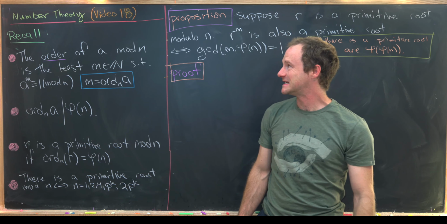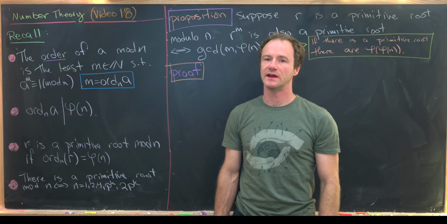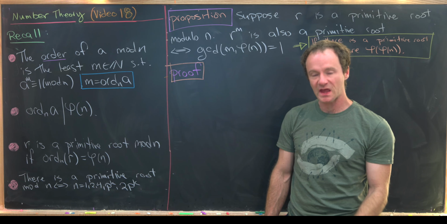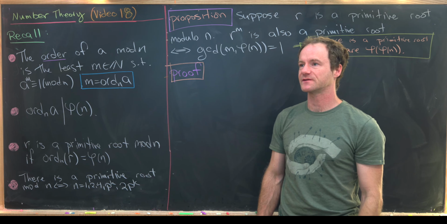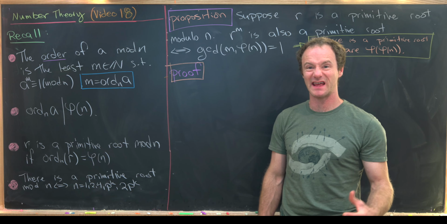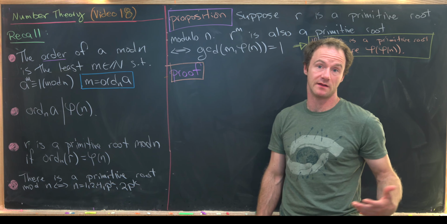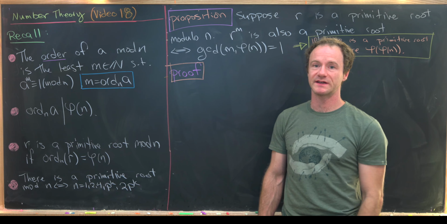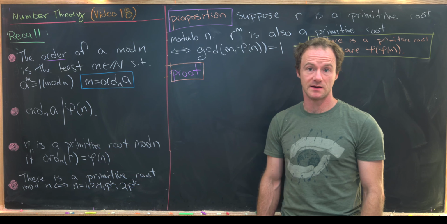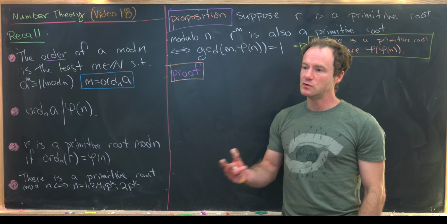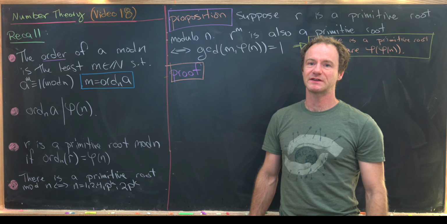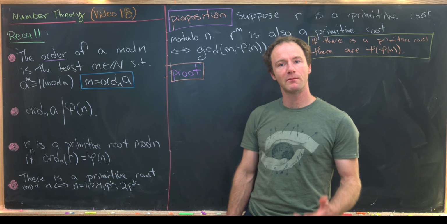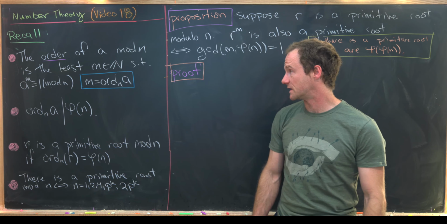This is the 18th in a series of videos that I'm creating to support a course that I'm teaching in elementary number theory. And we just got done classifying all natural numbers that admit primitive roots mod that natural number. In other words, we discovered when there is a primitive root mod n. Now we want to move on to some other little topics related to primitive roots, including some applications. But before we do that, let's recall a couple of things.